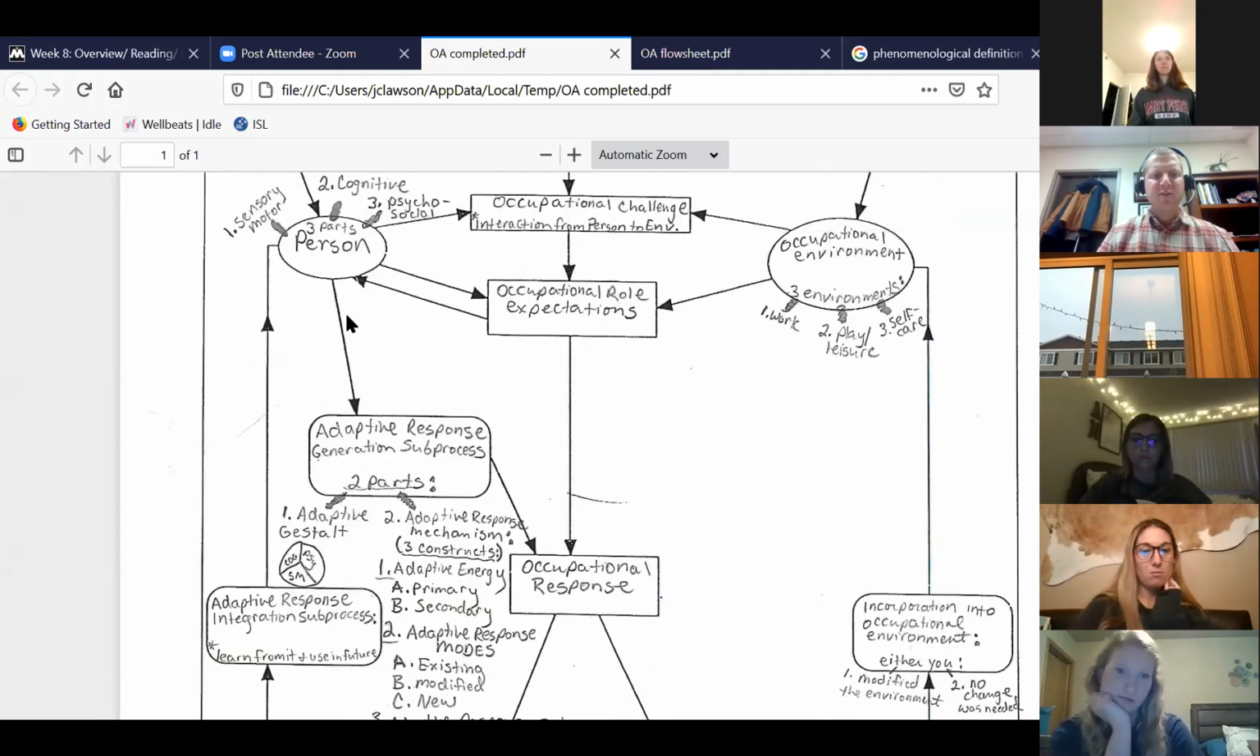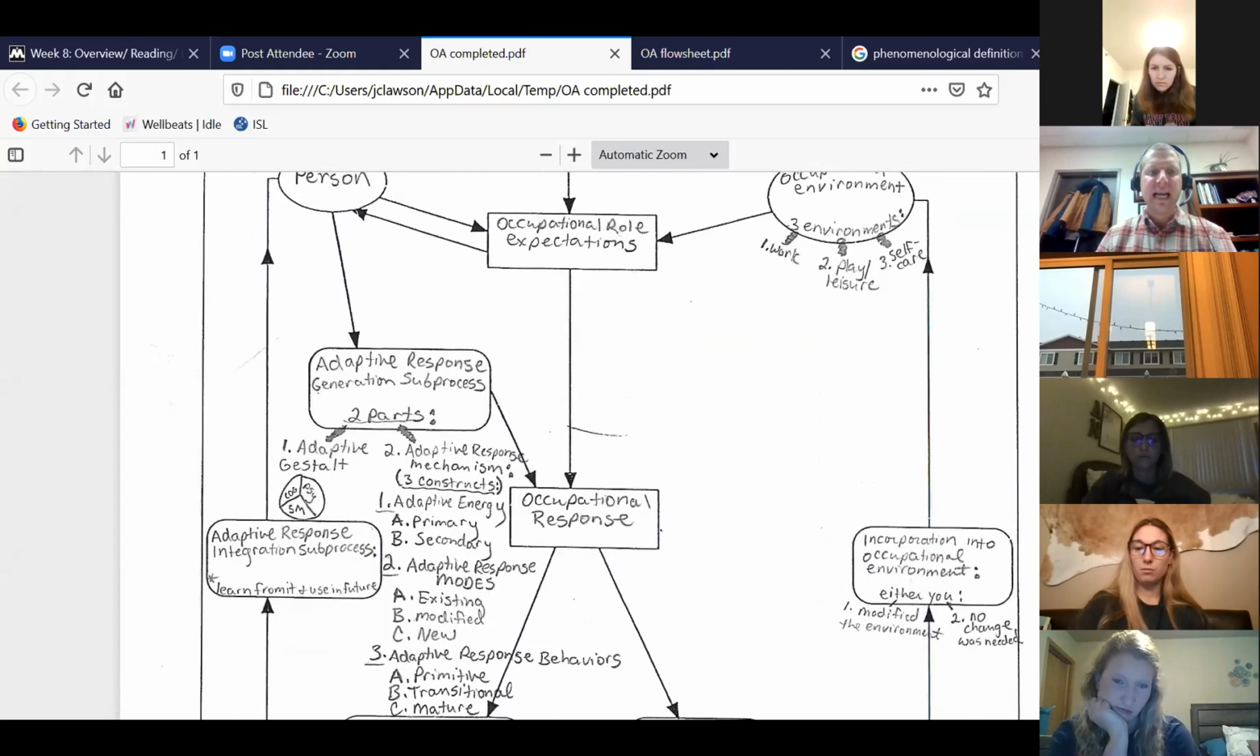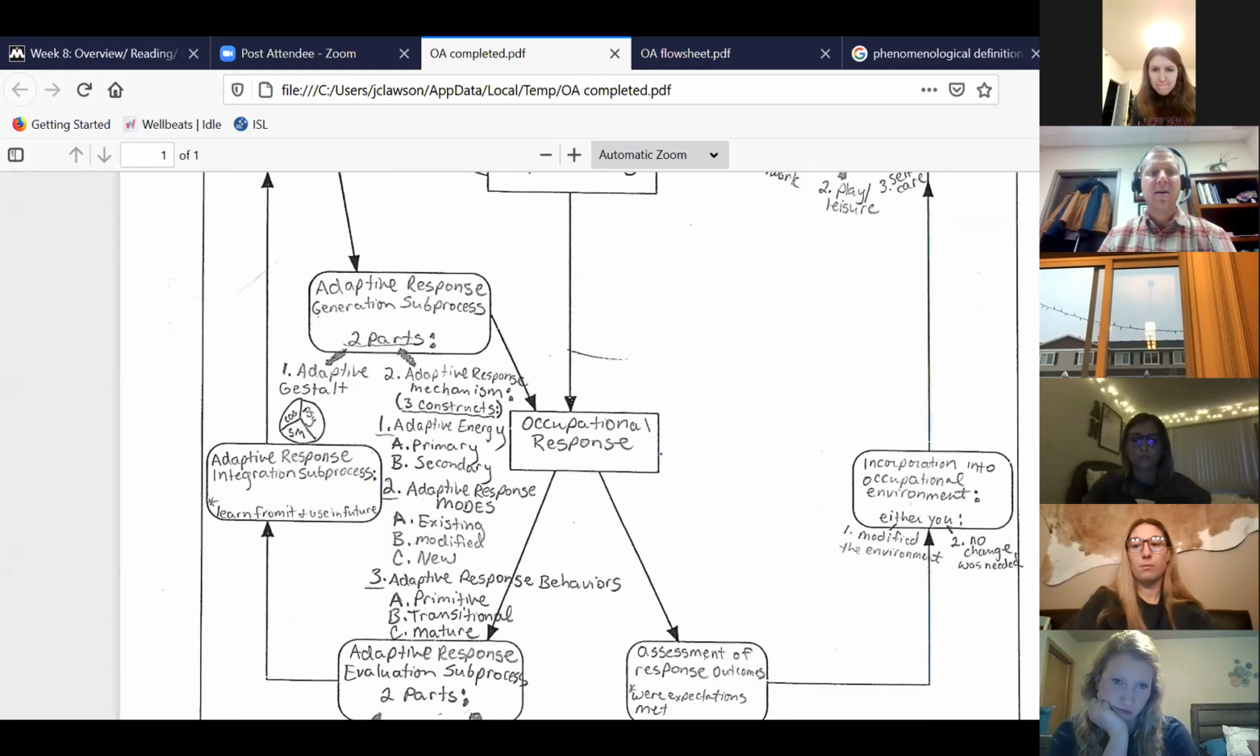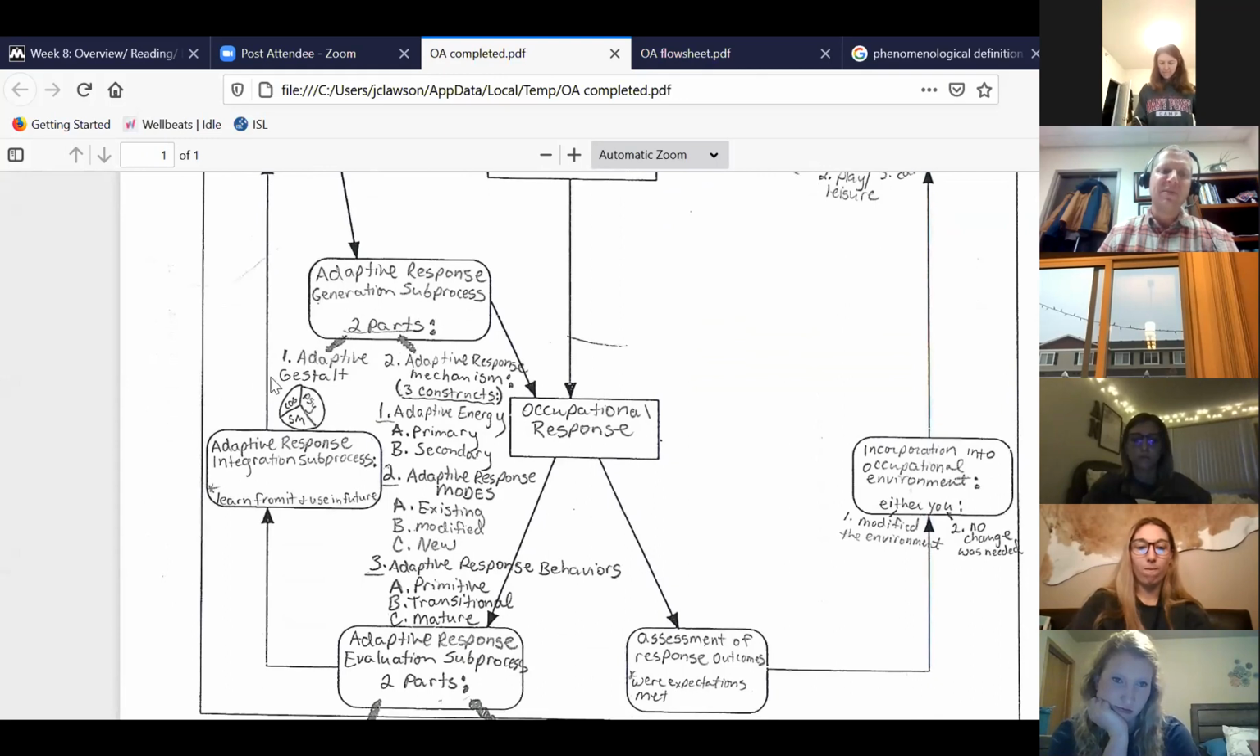So underneath, the person has that adaptive response generation subprocess, okay? So there is an adaptive response, and it's a process. On one side, we have the adaptive gestalt, okay? The adaptive gestalt is made up of cognitive, psychosocial, and sensory motor. So you see I have a circle here like a pie, and it's cut into three sections. So whatever occupation I'm looking at, I can divide up however much component I need.